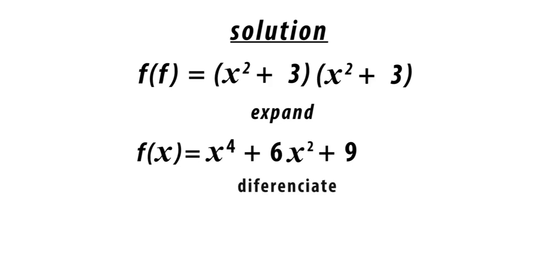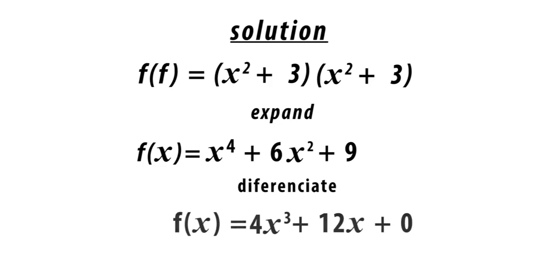Now we want to differentiate. So f prime of x becomes 4x cubed plus 12x plus 0. f prime of x, when simplified, becomes 4x cubed plus 12x. Now, at the point where x is equal to 2, we simply substitute 2 in place of x in f prime of x.